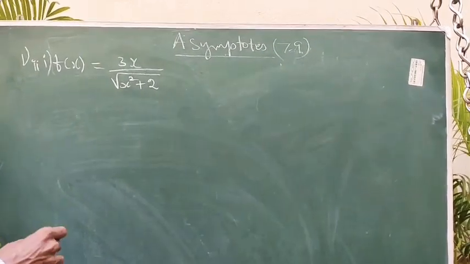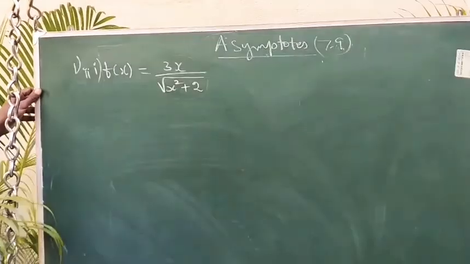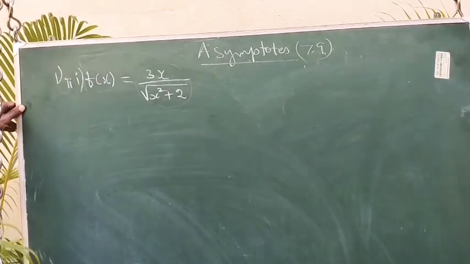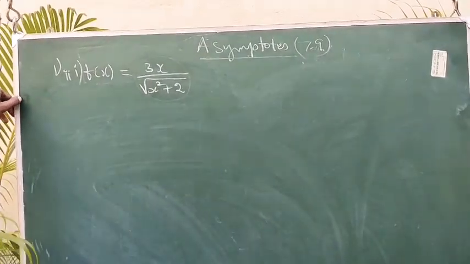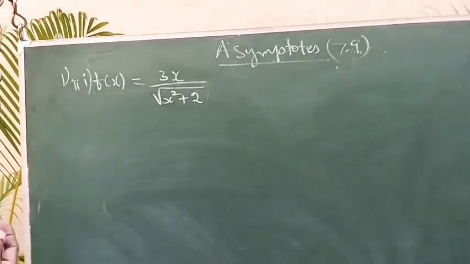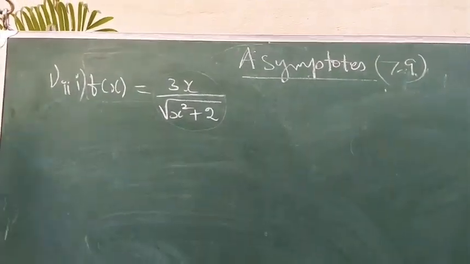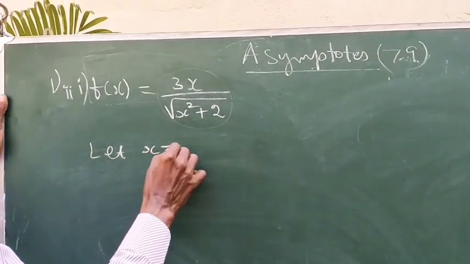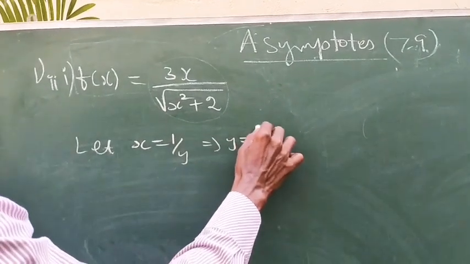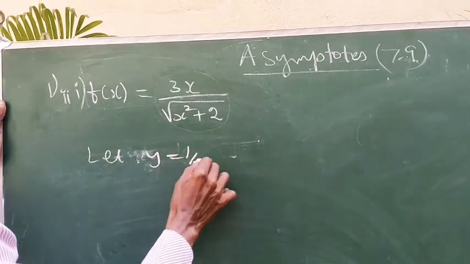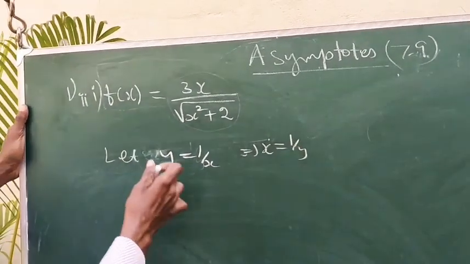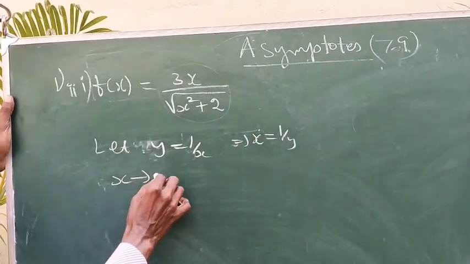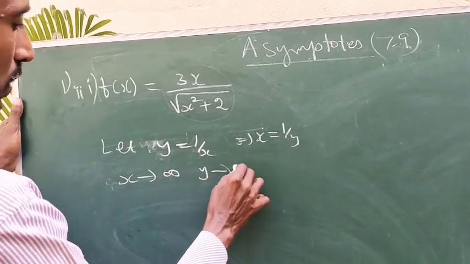Okay, listen here, we have to apply left hand limit and right hand limit because it is a different problem. For other sums, we apply just only the right hand limit, x extends to infinity, or the limit of the function. Okay, so look at here, to apply the right hand limit, let y equal to 1 by x, which implies x equal to 1 by y. So we are going to apply the right hand limit. That means x tends to plus infinity. So if x tends to plus infinity, it means y tends to 0 plus.